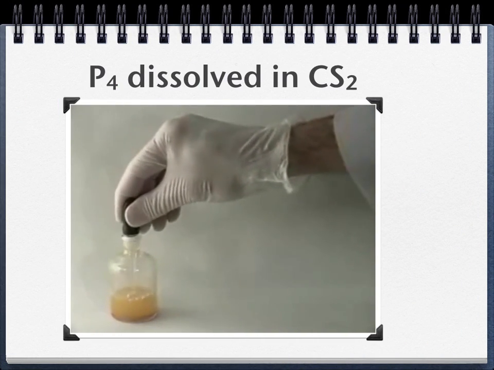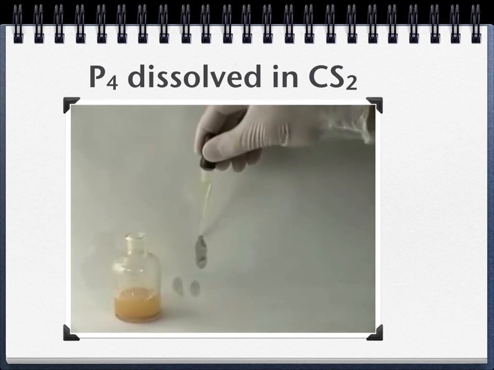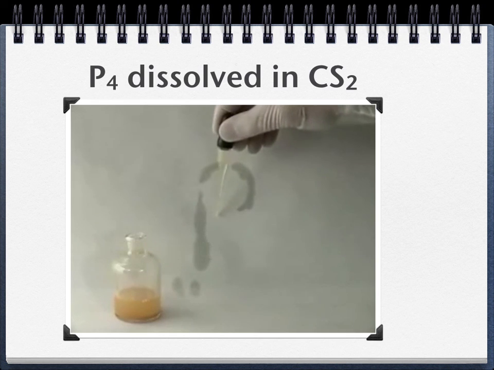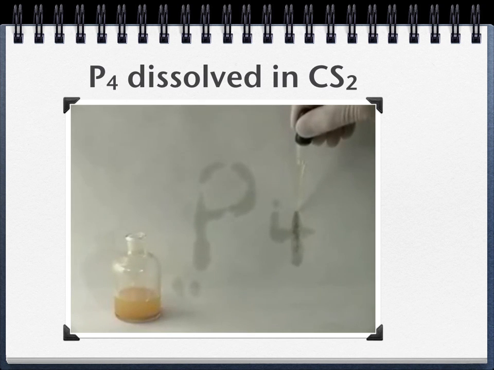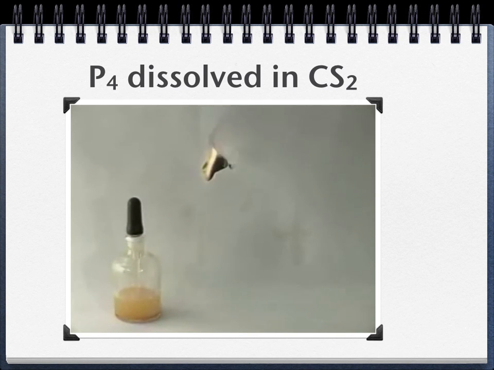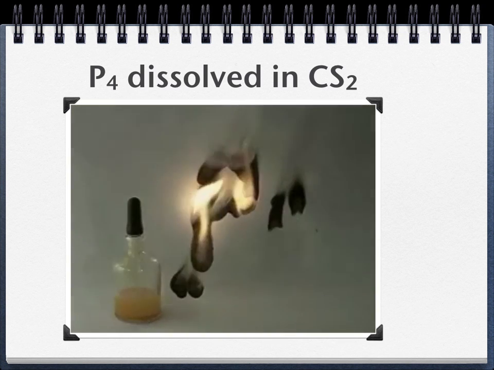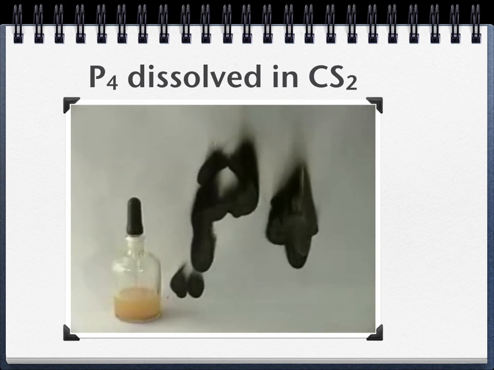White phosphorus dissolved in carbon disulfide is taken into a medicine dropper and used to write on a piece of filter paper. The pale yellow color of the white phosphorus can be clearly seen on the paper as the writing is done. As the solvent carbon disulfide evaporates away, the phosphorus begins to react with oxygen from the air. The spontaneous combustion reaction is an exothermic one that causes the paper to char, leaving P4, the formula for white phosphorus, burned into the piece of filter paper.